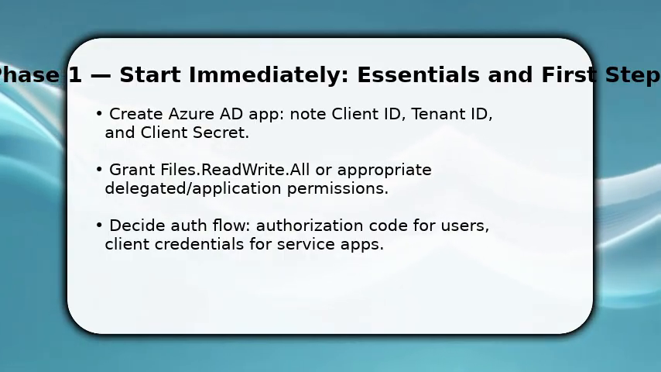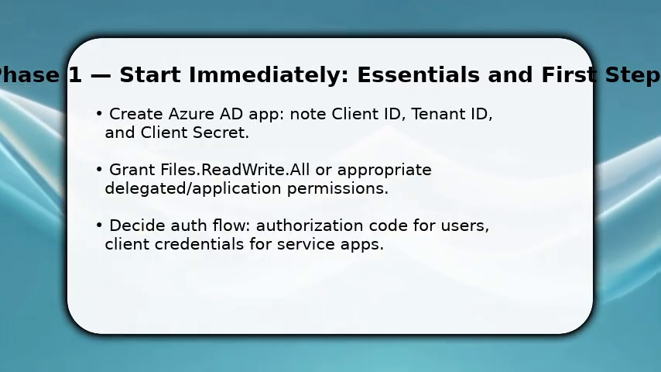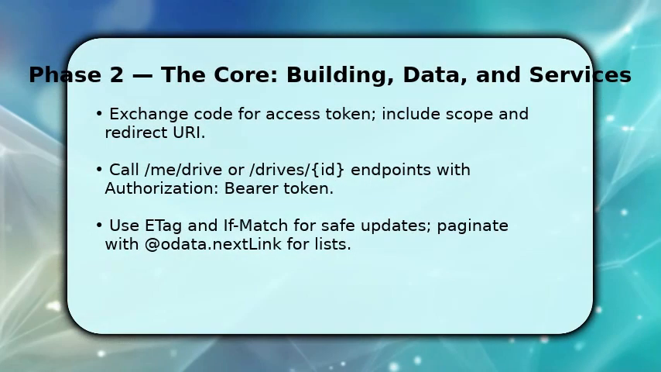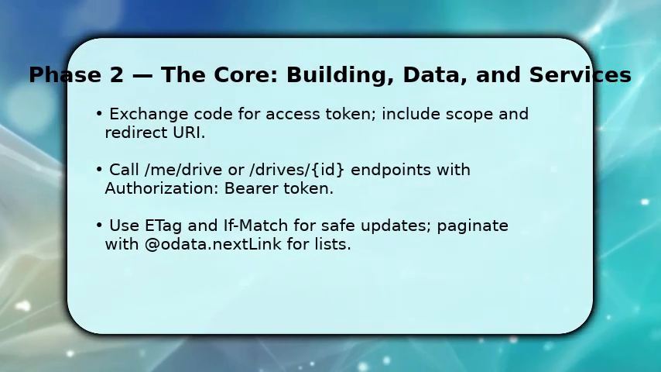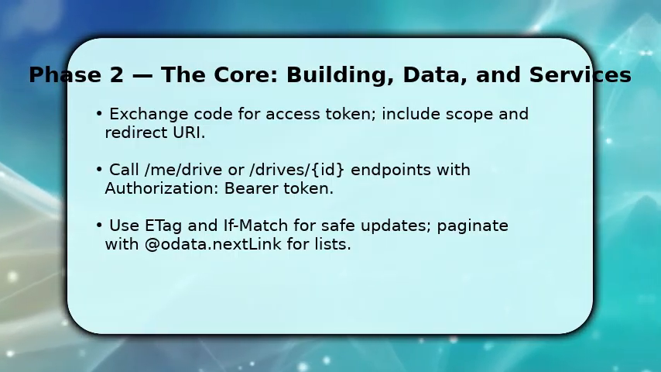Then, build a simple token request using your client ID, tenant ID, and secret, and retrieve an access token to call the OneDrive API. Now that you have a token, exchange the authorization code if using user flow, and store the access and refresh tokens securely.